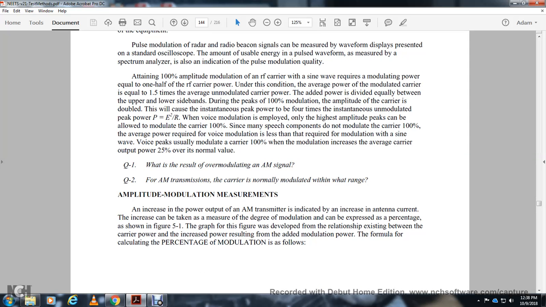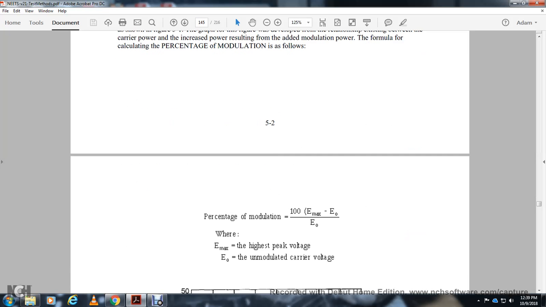Amplitude modulation measurements. The increase in the power of the AM transmitter output with the increase in antenna current can be taken as a measure of the degree of modulation, which can be expressed as a percentage. Figure 5 shows the relationship existing between carrier power and the increase in power resulting from the added modulation power. The formula for calculating the percentage of modulation is as follows: percentage of modulation is equal to the highest peak of the voltage minus the unmodulated carrier, over the unmodulated carrier.